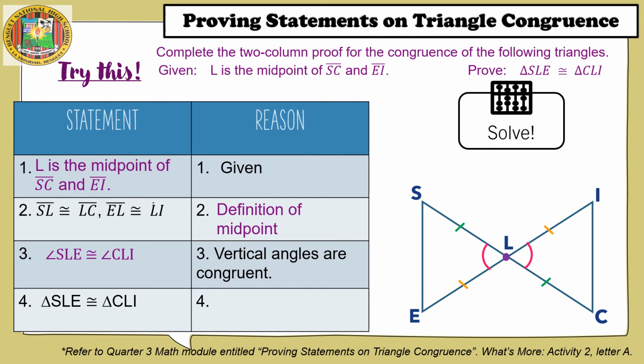Looking at our statements, we have proven a pair of sides, a pair of included angles, and another pair of sides that are congruent to each other. This means that to justify our statement, triangle SLE is congruent to triangle CLI, we write as our reason the SAS congruence postulate.